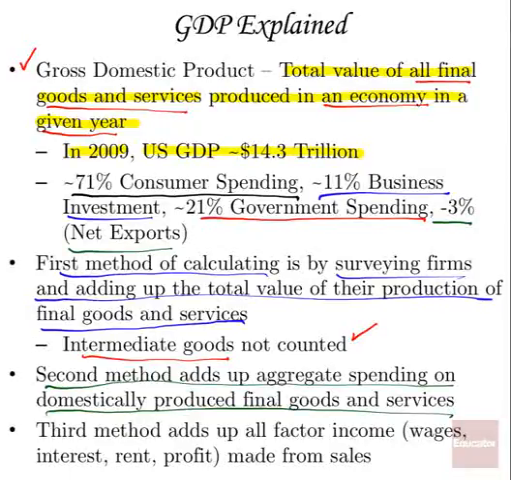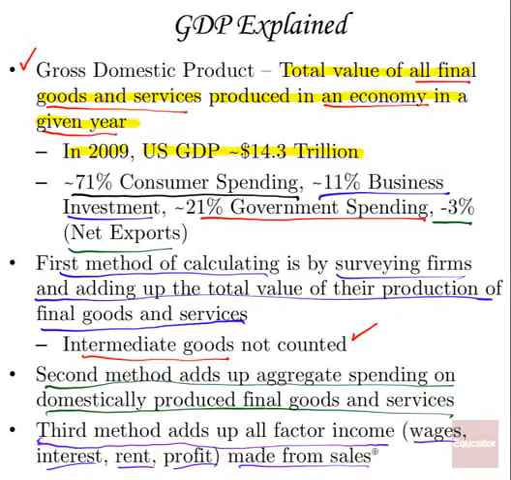And then the third way, again, this is probably not the most used way, but this is the way that maybe is a little bit more accurate. It takes a little bit more time. So once in a while, when the GDP numbers are reported, it's usually reconciled later using this third method here, which adds up all the factor incomes. So wages, interest, rent, profit made from sales.